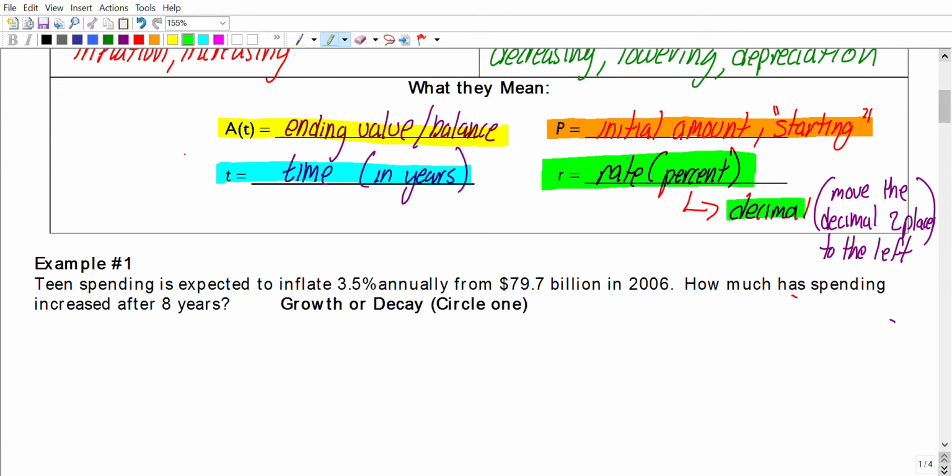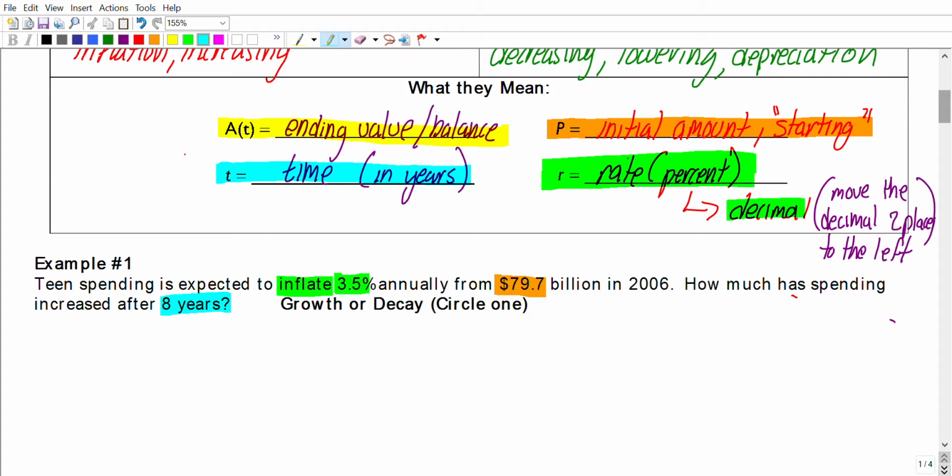So let's first identify a few key things that become apparent as soon as we start reading the problem. It says teen spending is expected to inflate. So right off the bat, I see a keyword there. It's inflating at 3.5% annually from 79.7 billion in 2006. Okay, so this looks like it's going to be an important number here. Now it says how much spending increased after 8 years. Okay, after 8 years. So I highlighted those.